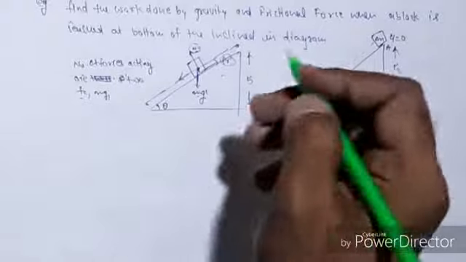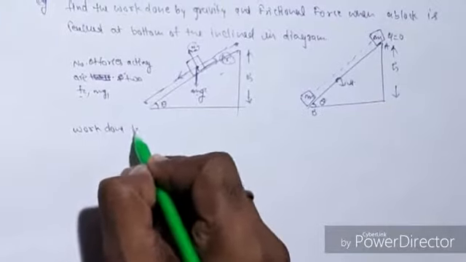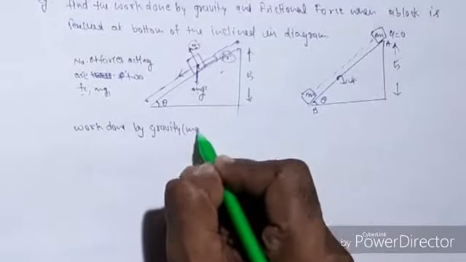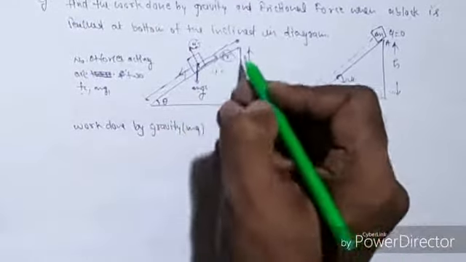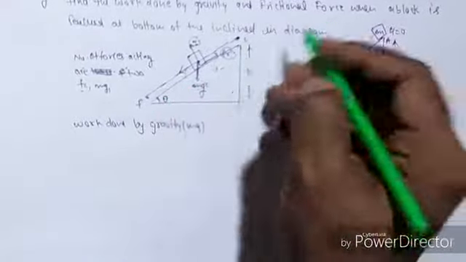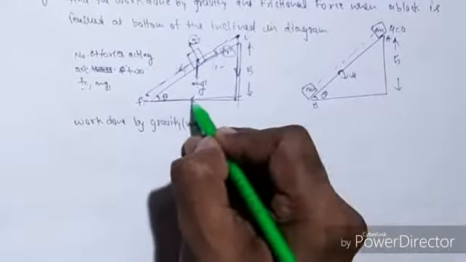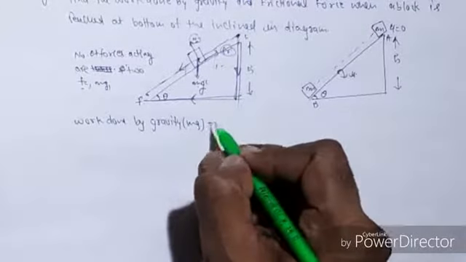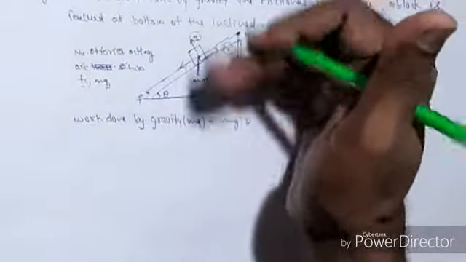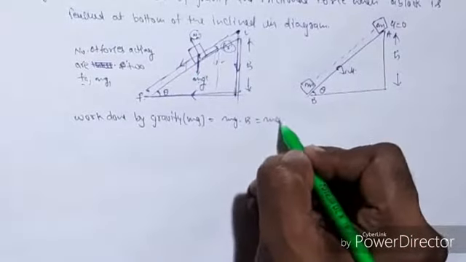But first, the work done by gravity. Gravity is mg, always acting downward. This is the initial position, this is the final position, and this is the displacement. This is the displacement in the vertical direction and this is the displacement in the horizontal direction. The work done by gravity is equal to force times the displacement in the direction of the force. h is always downward, force is always mg downward. So the work done by gravity is mgh.